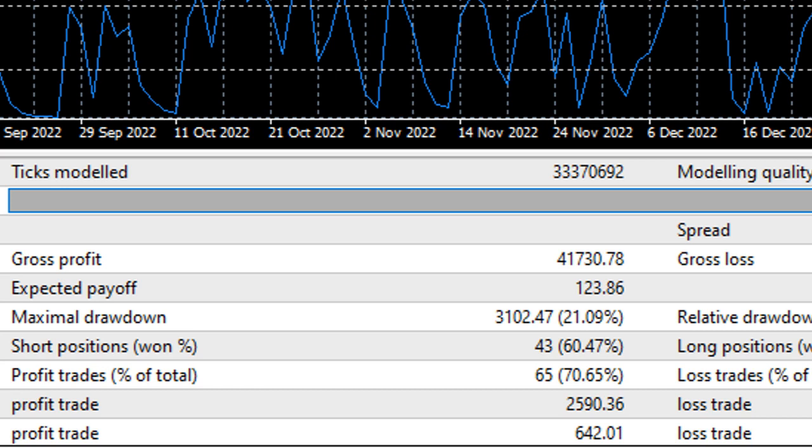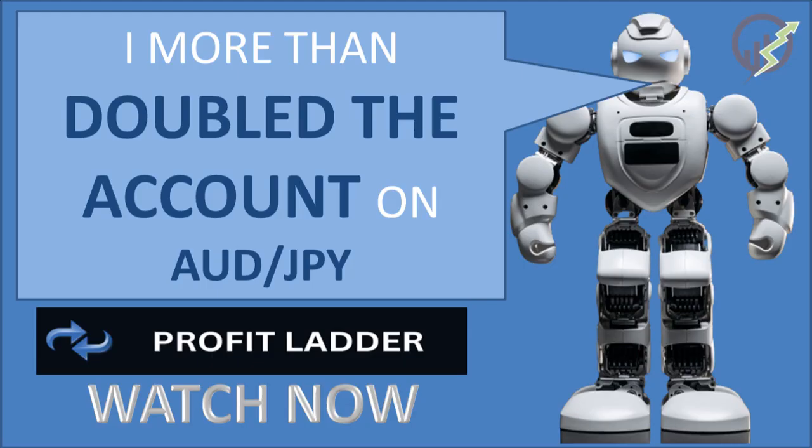And I'm showing you this because I've got nothing to hide. I think it's a reasonable drawdown given the fact that we've just doubled our account on a $10,000 account. And you'll see that the percentage profit trades are over 70%. Now, this is really what makes the EA profitable. It really finds entries that are turning points within the market, and if it isn't 100% correct with predicting that turning point, it will recover on the profits.